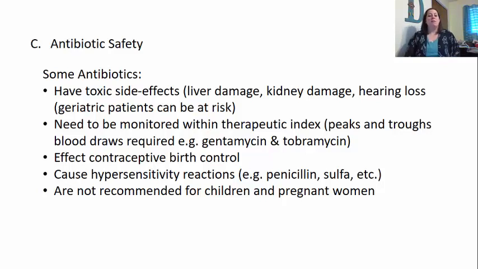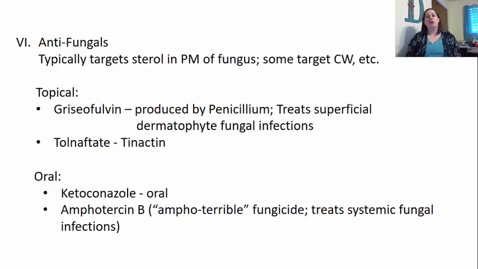We also see that some antibiotics affect contraceptive birth control. We've seen that lots of women end up getting pregnant, but they're on birth control. We'll come to find out it's related to when they were taking antibiotics. Some antibiotics cause hypersensitivity reactions. This is like an allergic reaction. This is seen sometimes with penicillin, also with some of the sulfa drugs where people are allergic to the sulfa. And some antibiotics are not recommended for children and pregnant women, based on their age and based on the fact that they have a fetus developing inside of them, so it is not good for them to take those particular types of antibiotics. These last groups we're going to talk about are harder to treat because their cells are very similar to our cells.